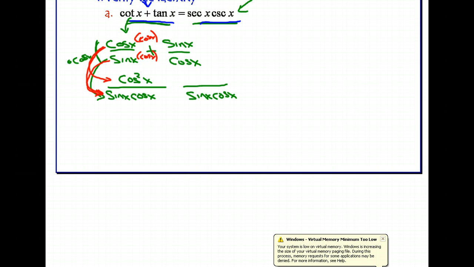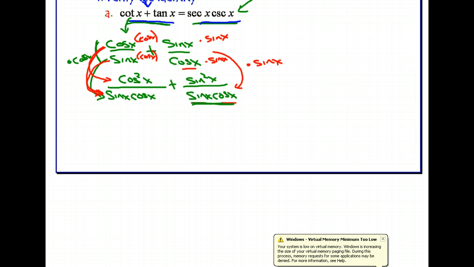Now when I look at the second fraction here, I had the cosine, now I've got a sine, so I'm going to multiply the top and bottom times sine of x. So the top times sine, the bottom times sine. And on top, look at that, I get sine times sine, which is sine squared. In the bottom, I get this sine times cosine. And I've still got my plus here in the middle of it.